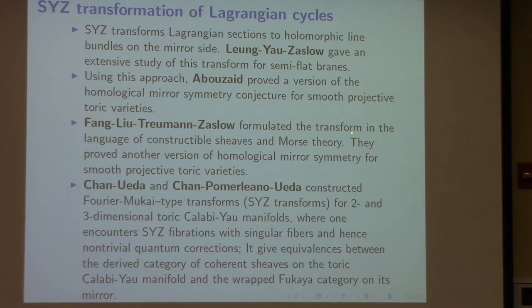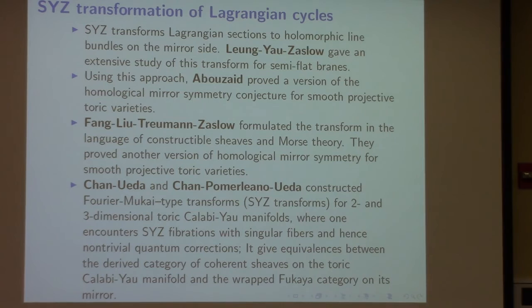And then there are four people from Northwestern, and Melissa from Columbia, who study the transform in the language of constructible sheaves and microlocal sheaf theory. So they proved another version of topological mirror symmetry for smooth projective toric varieties in this setting.